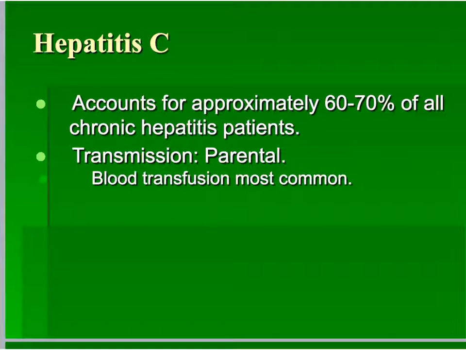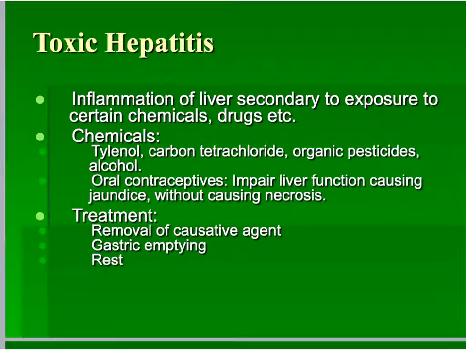Hepatitis C accounts for approximately 60 to 70% of all chronic hepatitis patients, and the transmission is parenteral. Parenteral means it's via blood. That's what the word parenteral means. And so blood transfusions are the most common. And so we need to really screen blood and avoid contact with blood to the best of our ability.